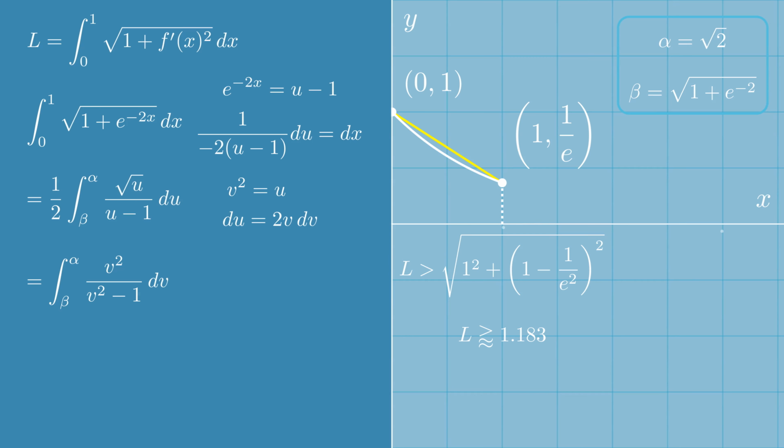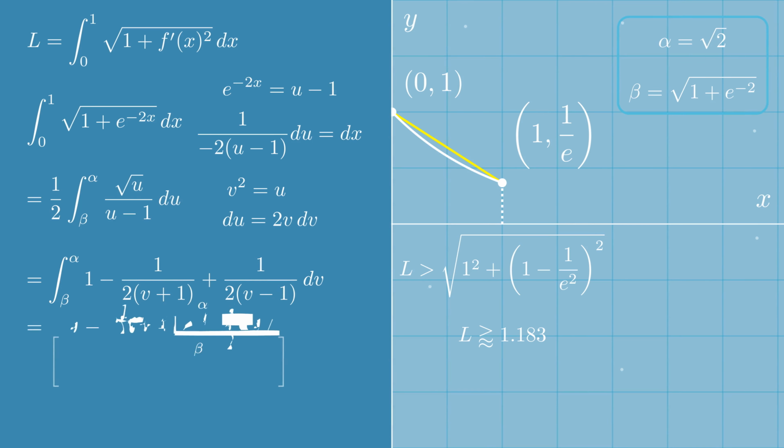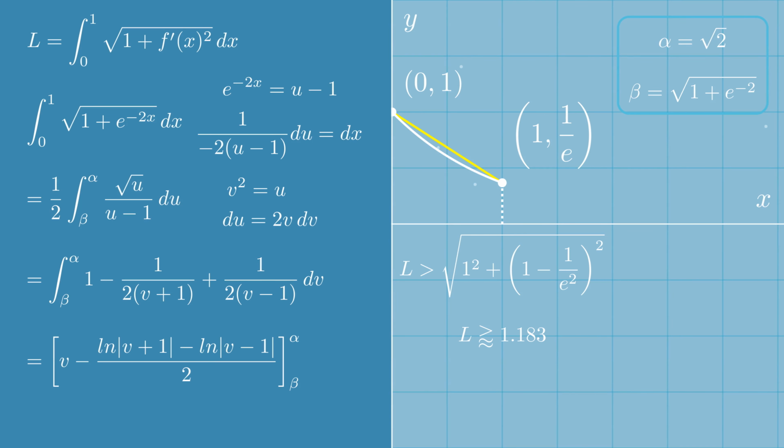We can use long division here to express this as 1 plus 1 over (v squared minus 1), and then using partial fractions, we can get this into a form which we can directly integrate. This leaves us with a v minus some natural logarithms, which after substituting the bounds in, leaves us with roughly 1.19, which lines up with our lower bound from before.